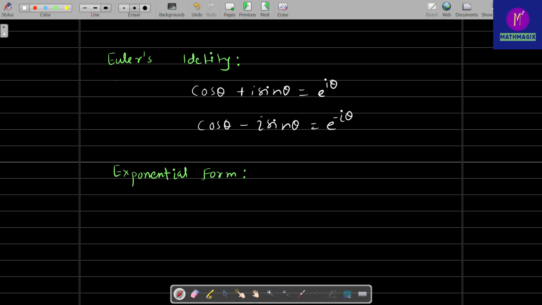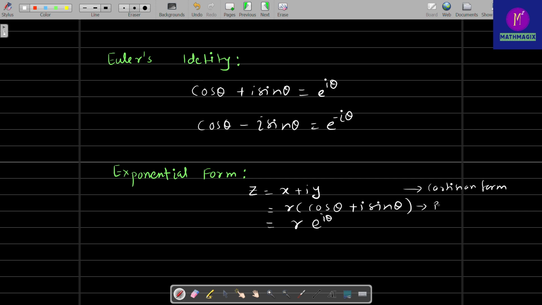Now let us see what is an exponential form. Depending on the Euler's identity, we can convert the polar form of a complex number into the exponential form. We know that z is equal to x plus iy is a Cartesian form. Then we can write this in a polar form as r cos theta plus i sin theta. Because of Euler's identity, cos theta plus i sin theta is e raised to i theta. We can write this as r e raised to i theta. So this is a Cartesian form, this is polar form, and clearly this is exponential form of complex number.